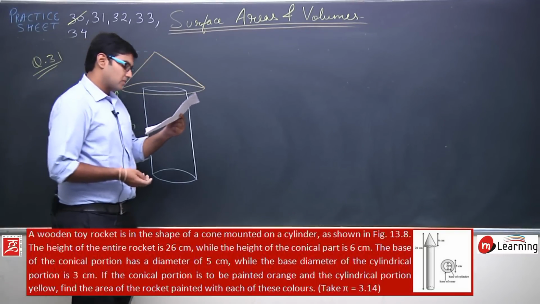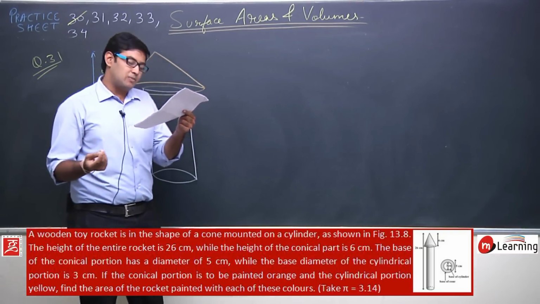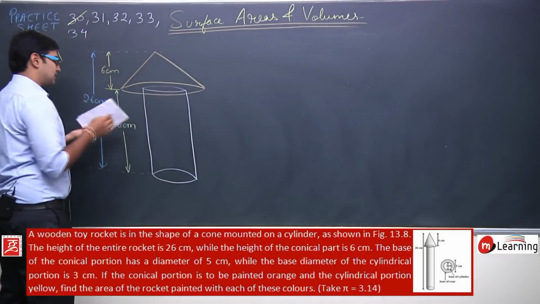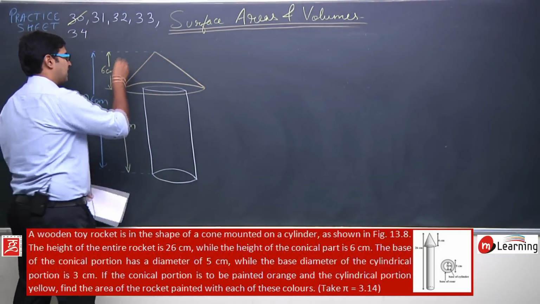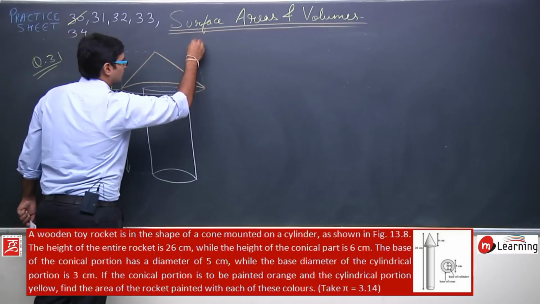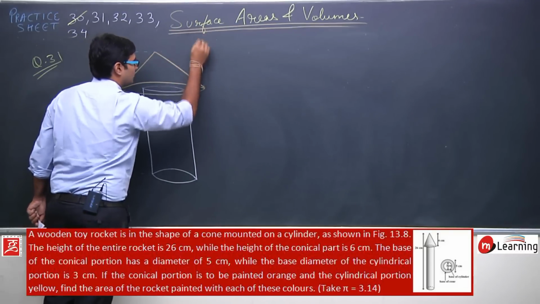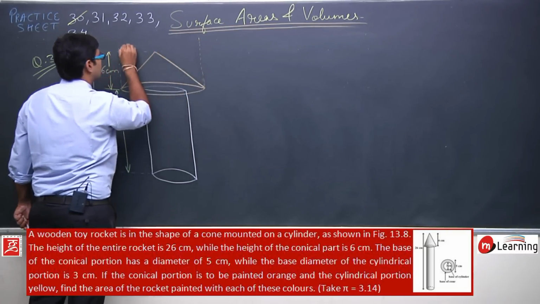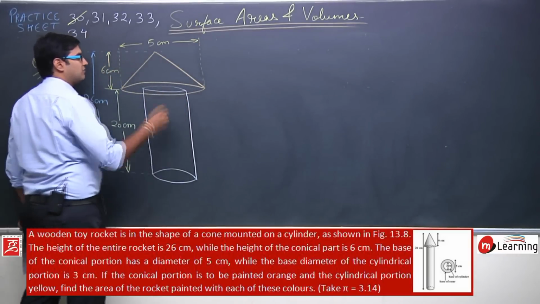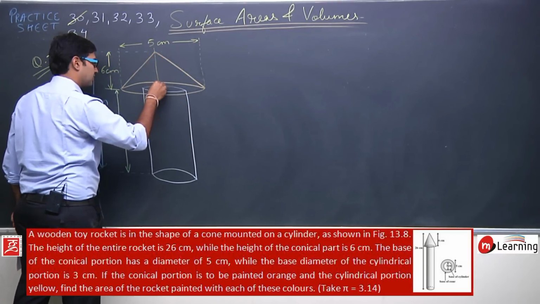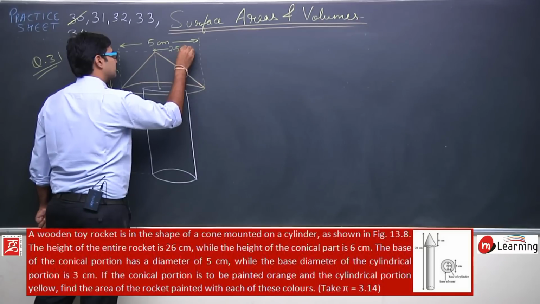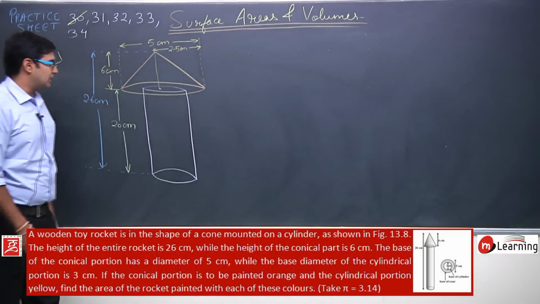Now further it says the base of the conical portion has a diameter of 5 centimeters. So let us mark this diameter. This is the diameter as 5 centimeters. So if the diameter is 5, then what is the radius? Radius is half of this. So this is the radius, that is 2.5 centimeters. So we have the radius of the conical surface.